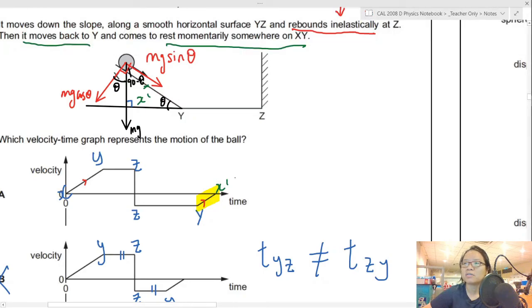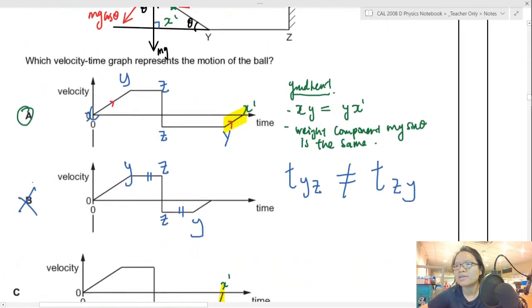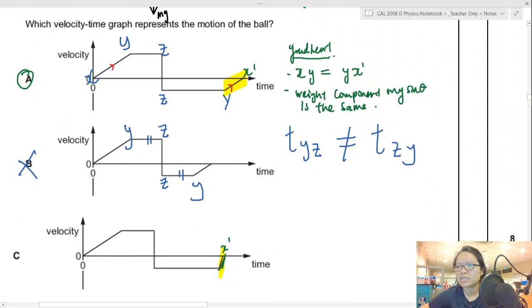So the next part here, I will say that the gradient of XY must be equal to YX prime, because let's say you travel up to X prime, because the weight component mg sine theta is the same. You didn't change the weight, neither did you change the mass, neither did you change anything in your mg sine theta. So the answer is A. Very suspicious if it suddenly becomes so steep. What is that magical force that suddenly pulls it?